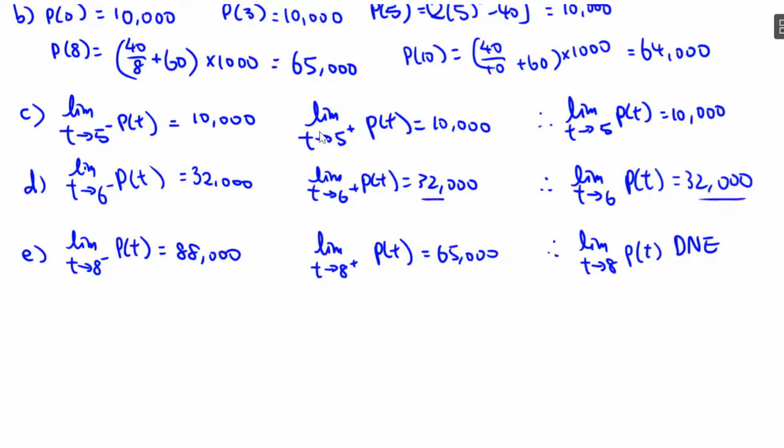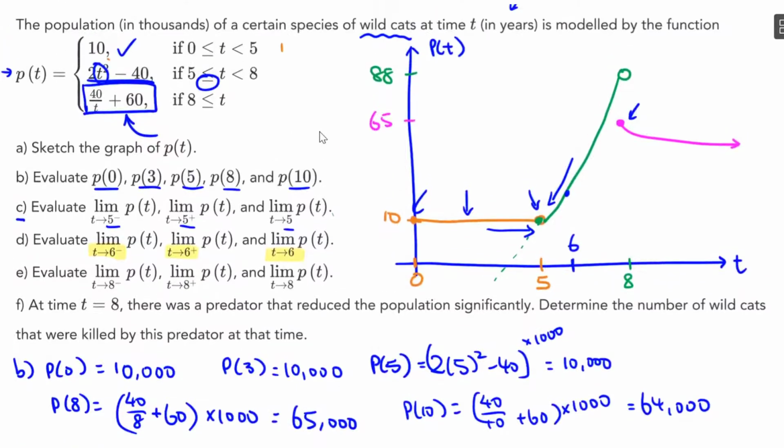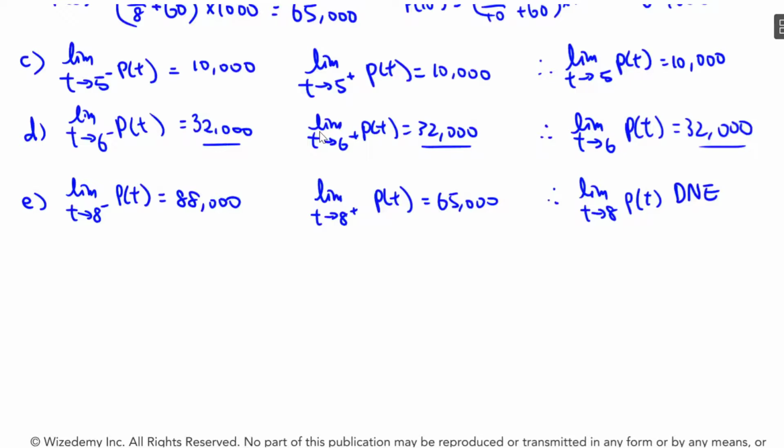Now, for part E, we're looking at the limit as t approaches 8 from the left, right, and in general. From the left, we can follow this green piece, and that brings us to 88,000. From the right, we're following this pink piece, and that brings us to 65,000. So since those two don't equal, the limit as t approaches 8 in general does not exist.